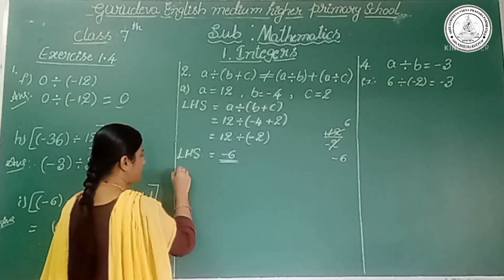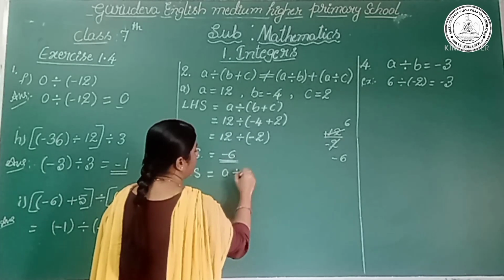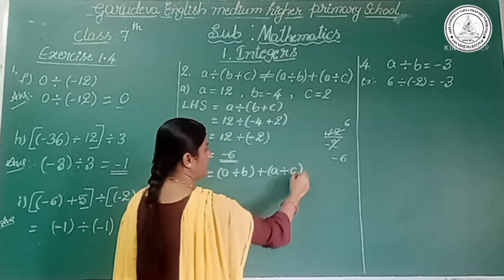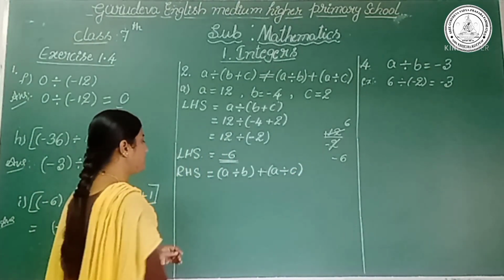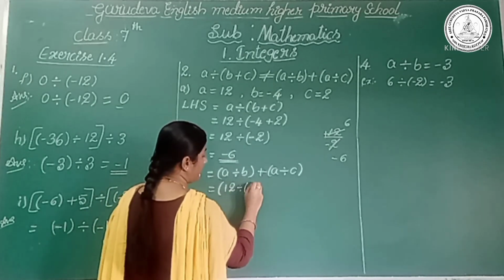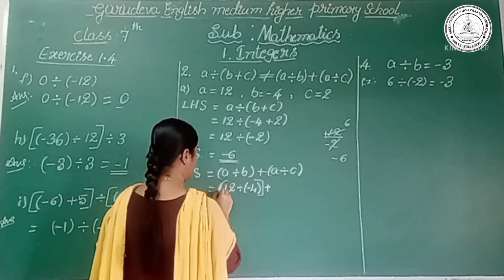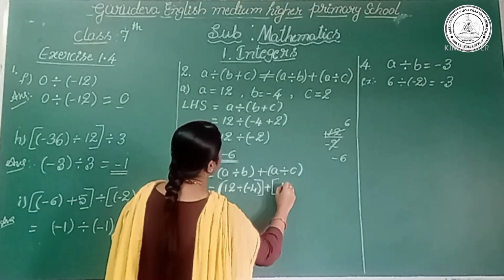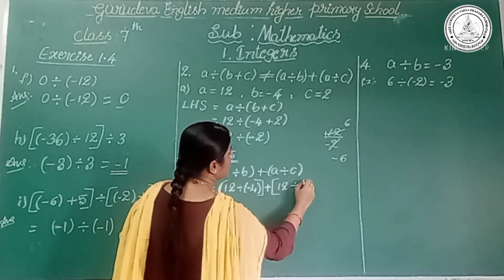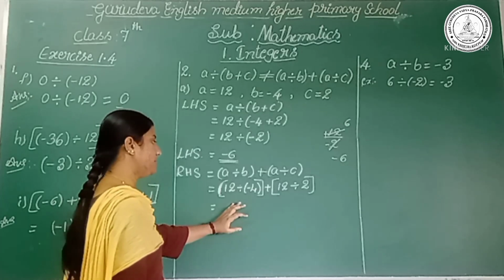Then let's take the RHS. Then RHS is equal to A divided by B plus A divided by C. Okay, now substitute the values of A, B, C here. So the value of A is 12 divided by the value of B, which is minus 4, plus the value of A, which is 12, divided by the value of C, which is 2. Okay, then first remove the bracket and simplify this.